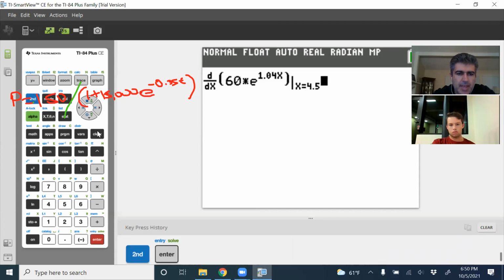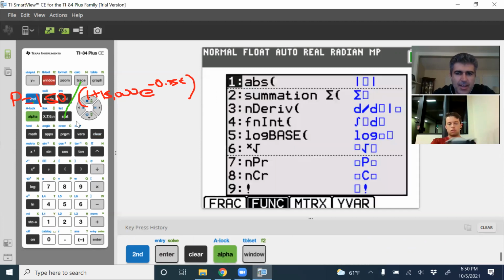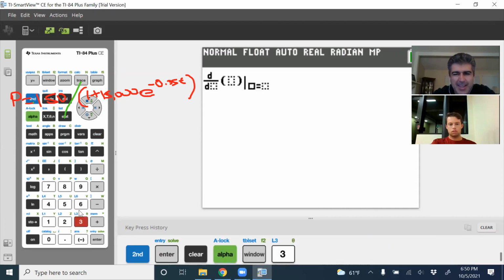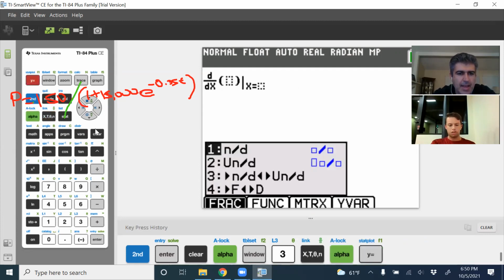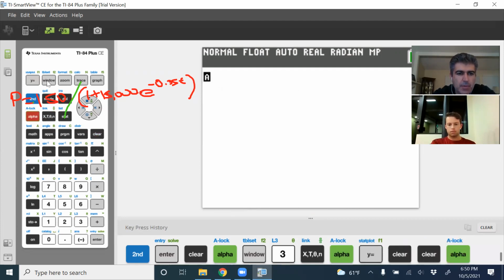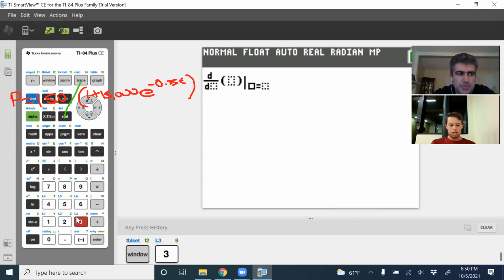Damn it, sorry. No worries. When I hit second enter, it calls out the previous operation. Can we do that again? Okay. So again, alpha window, option 3.